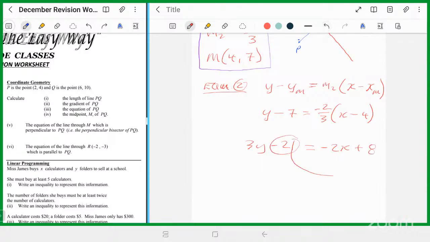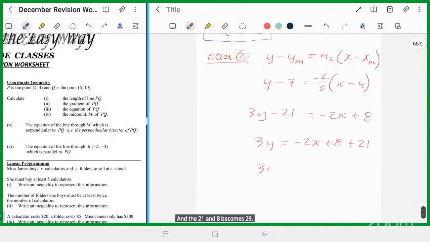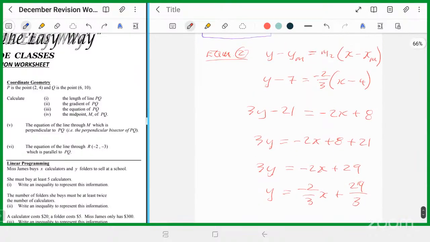And you're going to take this 21 and transpose it over here and add it. So you're going to get 3y equals negative 2x plus 8 plus this 21, which becomes positive, and then 21 and 8 becomes 29. So we end up with 3y equals minus 2x plus 29. That's the equation. If you want to leave y alone as the subject to make it in the standard form, you can divide through by this 3 here and here. So if you divide through by the 3, you get y equals minus 2 over 3 x plus 29 over 3. That is your equation. But good, one more part still to do.